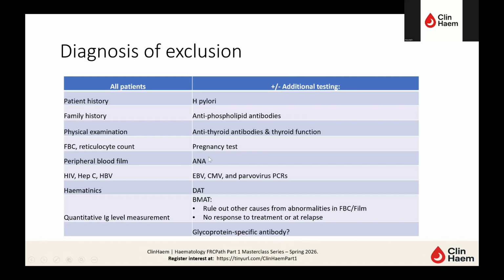If the patient is a young female capable of childbirth, the pregnancy test, not only because even if this is ITP, you have got treatment implications, but also there are other pregnancy-related causes that could cause thrombocytopenia. If autoimmune disease is suspected, then ANA, virology PCR if they're suspected, and if you also suspect haemolysis.